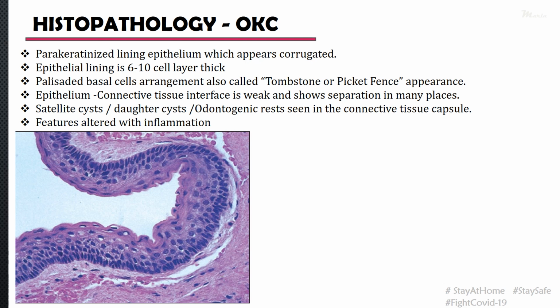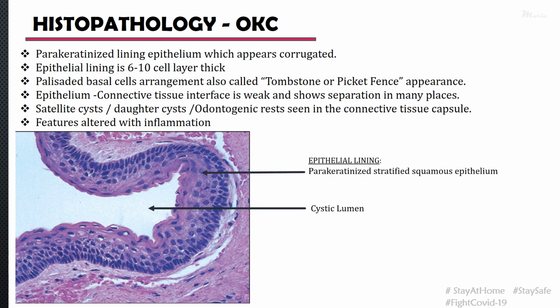So if we look at the photomicrograph here, we are already familiar with this image. Yes, we have used this image for basically understanding the parts of a cyst. So this is actually an odontogenic keratocyst. Discussing the histopathological features, we'll start with the cystic lumen. The central empty space here is the cystic lumen. This is followed by a parakeratinized stratified squamous epithelium which forms the lining of the cyst.